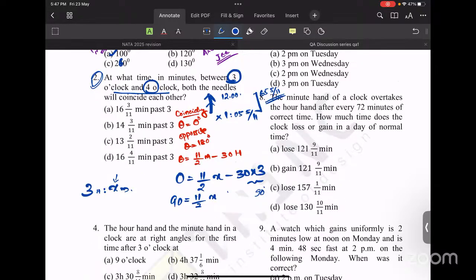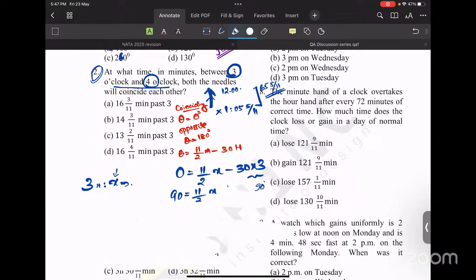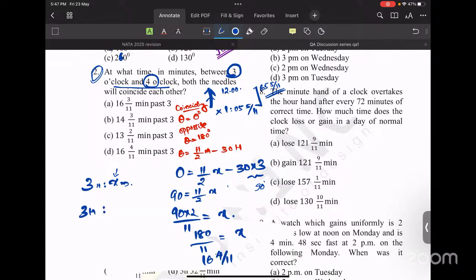Now for the value of x: 90 into 2 by 11 equal to x. So 180 by 11, that is 16 times 11 is 176, and 4 by 11. So 3 hours and 16 and 4 by 11 minutes. Option D, as the user suggested here. Very good. One more point with the clock, then we can jump to the next.